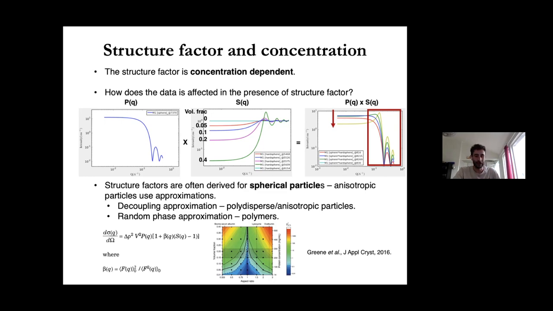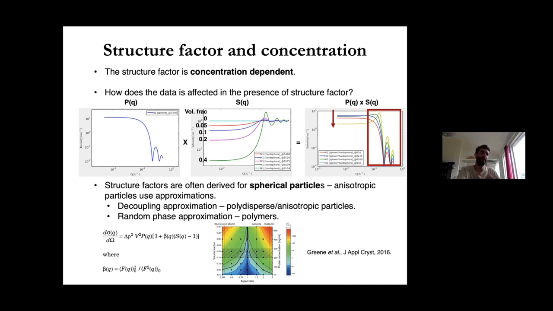I'm just going to very briefly say that most of these potentials are determined for spherical particles, because spherical particles are relatively simple, so there are not many ways of interacting, because they are spherical. But as soon as you have anisotropy in the system, there are going to be correlations between the orientation of the particles and the position of those particles. So everything becomes very complex, and it's very difficult to derive and calculate analytically.